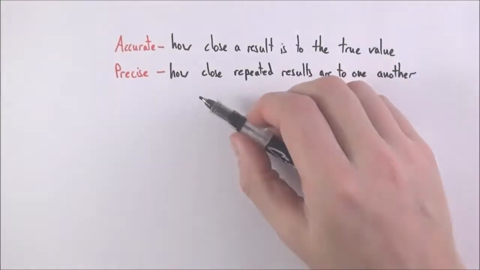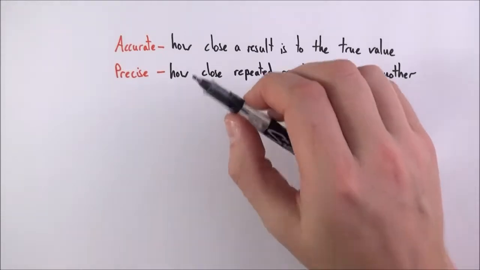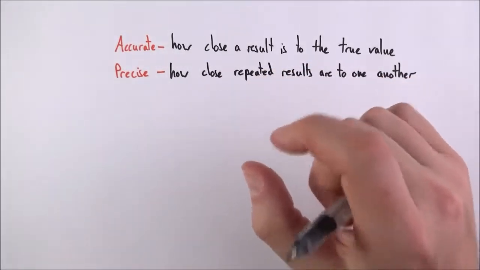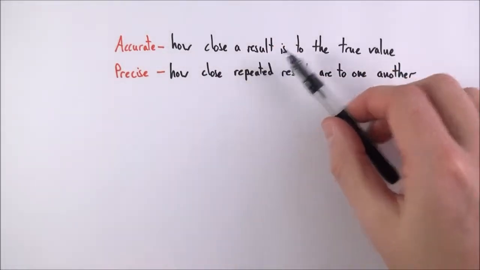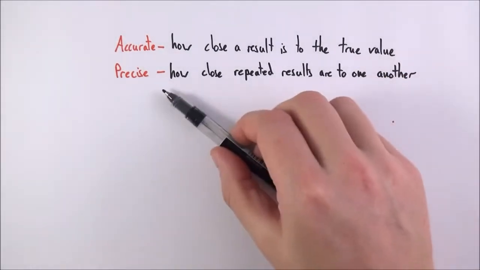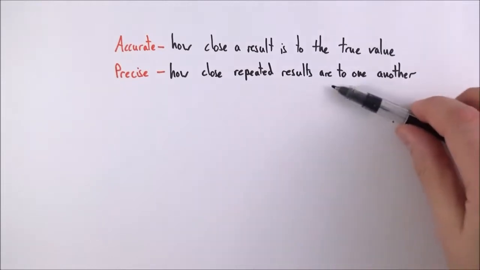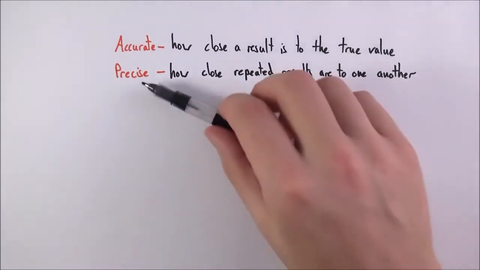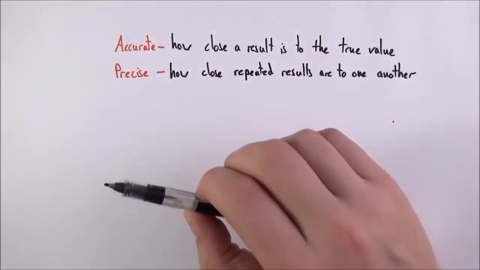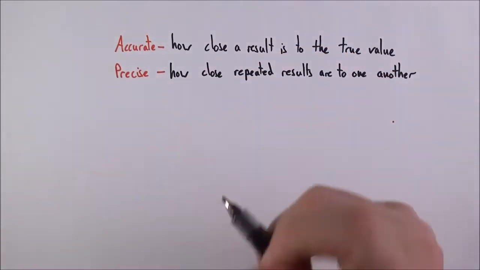So to try and summarise that as briefly as possible, an accurate result when you're doing an experiment is how close a result is to the true value, whereas precise results relate to how closely the repeated results are to one another. And it doesn't really matter if these precise results aren't accurate. Precision is completely separate to accuracy. But there are a couple of other words that we need to think about.